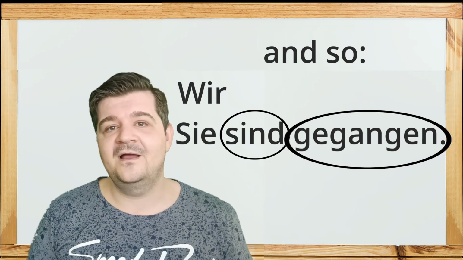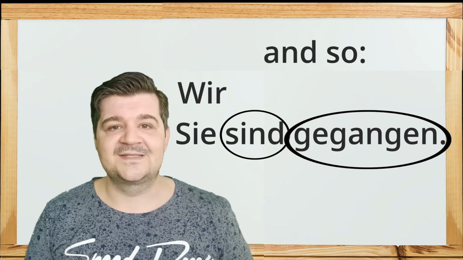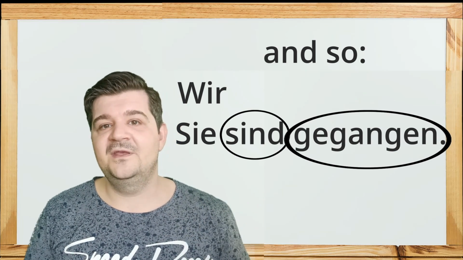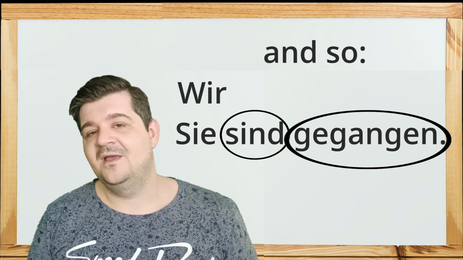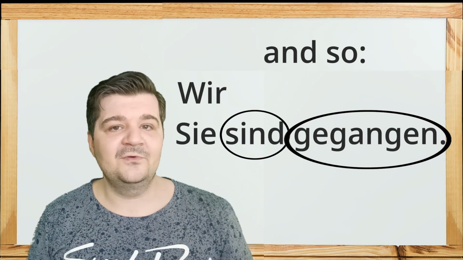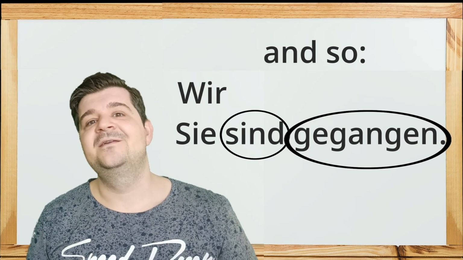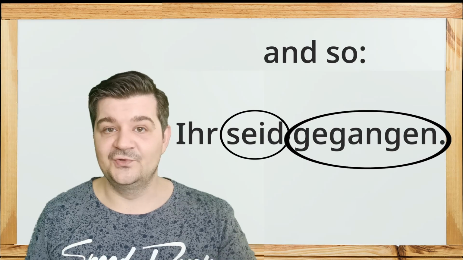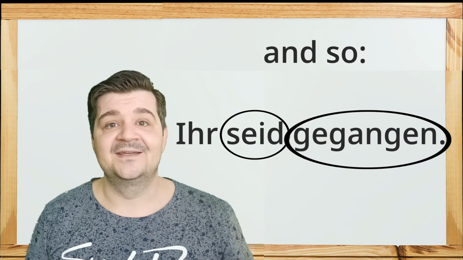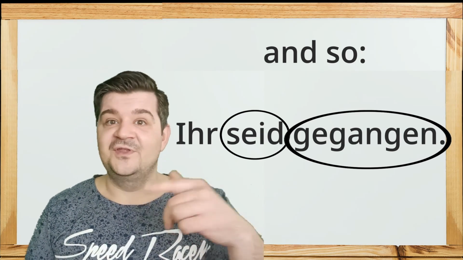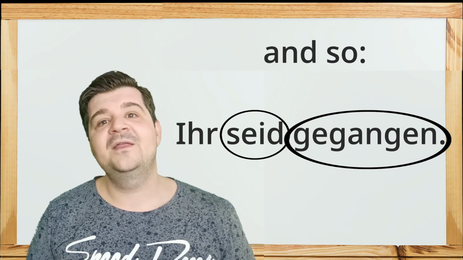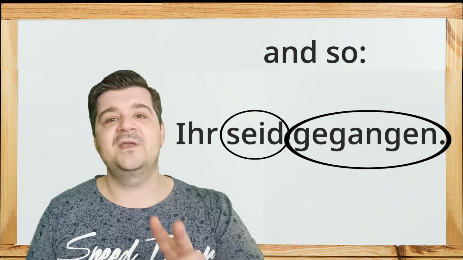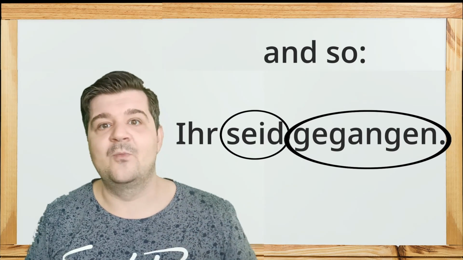And of course, if you have people, like for example we or they, so wir und sie, you will say sind. So wir oder sie sind gegangen. And if you have many people you're talking to, like a group, you will say ihr seid. Ihr, you the people, ihr seid gegangen. So now you know how to construct a proper present perfect tense when you're talking about moving somehow, somewhere.